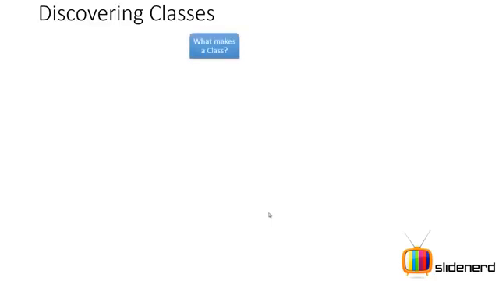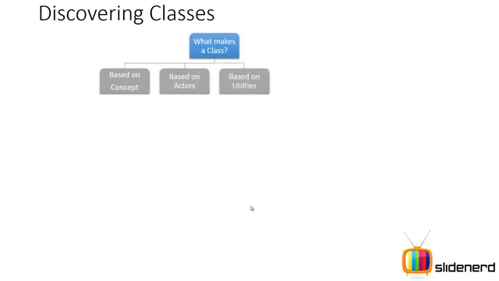Okay, so what makes a class in Java? There are four major situations under which you should be making classes. One, based on concept. Two, based on actors. Three, based on utilities. And four, just to get started. What do these mean? The first one, based on concept, is pretty easy to understand if you think about it in the way which I do.